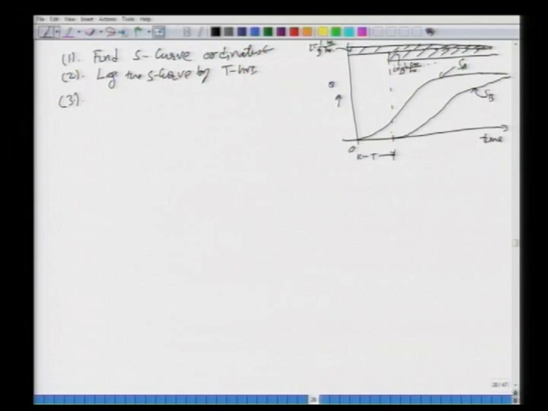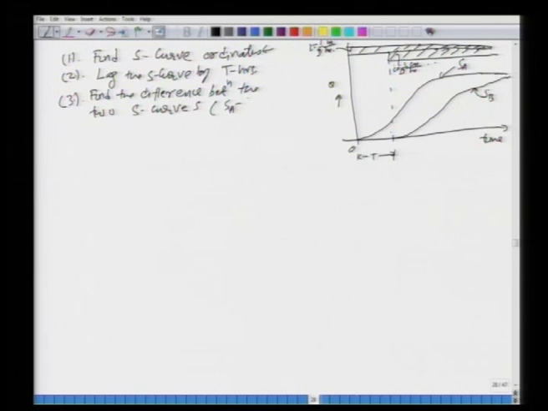So, in the next step what you do is find the difference between the two S curves, that is S A minus S B. So, you subtract S B from S A. In a tabular form you will subtract the data like we had done in the previous example. So, this is your S A minus S B, and we can find this S A minus S B.